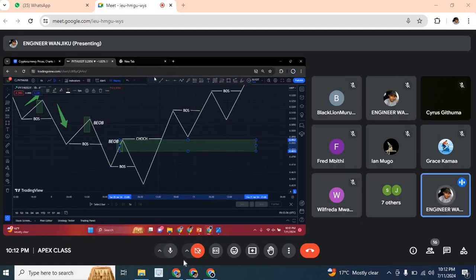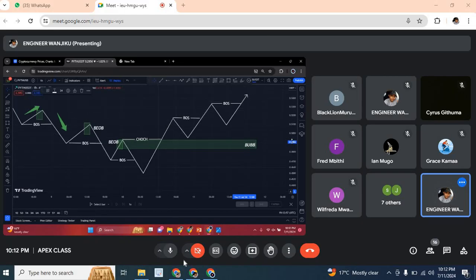So if you come like that, now the bearish order block ceases from being a bearish order block, and now it is called a bullish breaker block. A bullish breaker block like that, a BUBB. That's how we attain a bullish breaker block.